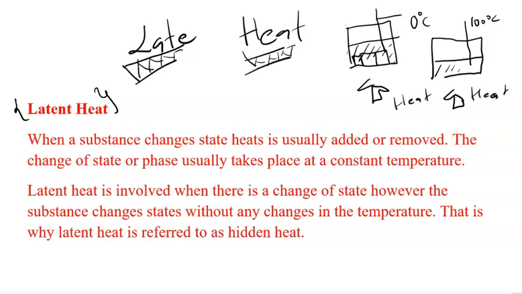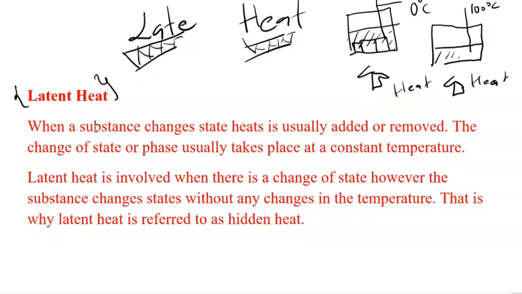It says when a substance changes state, heat is usually added or removed. The change of state or phase usually takes place at a constant temperature. Latent heat involves the amount of heat energy needed to change the state of a substance. And that's what latent heat is about.